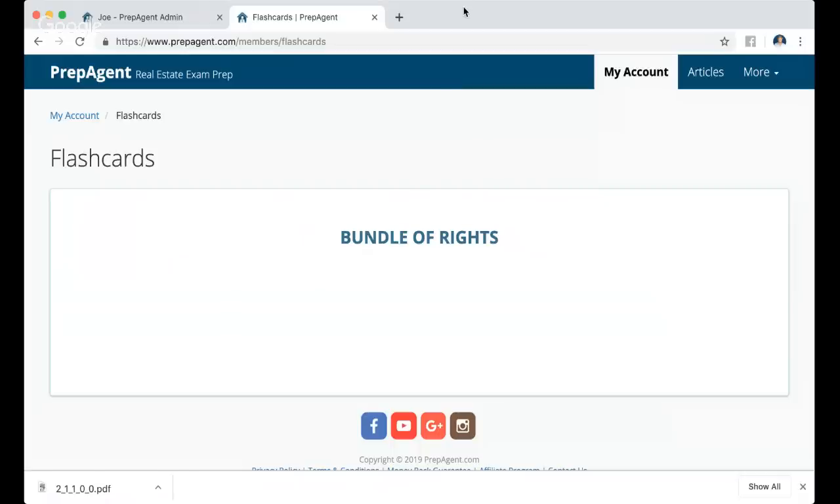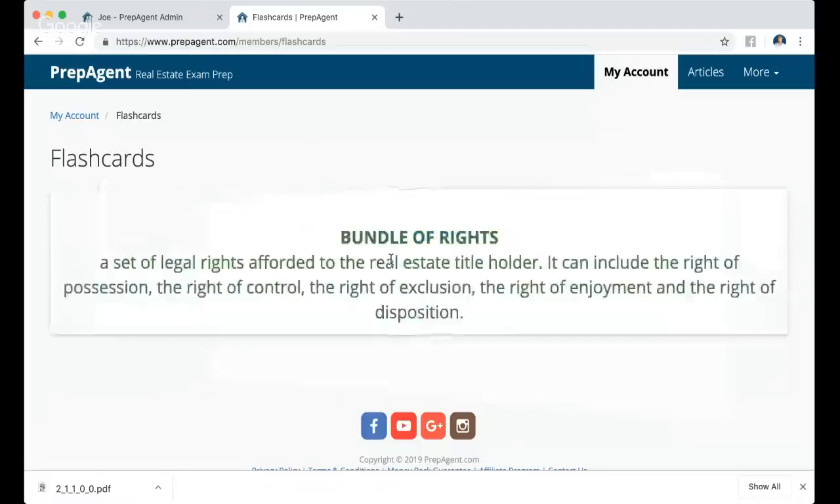Okay, bundle of rights. What's the bundle of rights? Bundle of rights is your rights when owning property, the right to use, possess, dispose, to encumber. It's all the rights that come with property ownership.